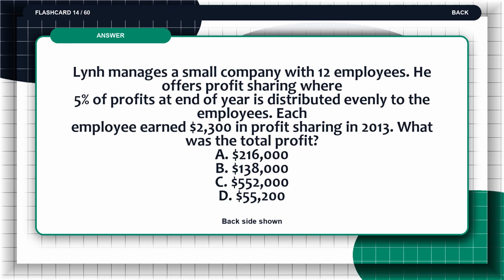The answer is, Lynn manages a small company with 12 employees. He offers profit sharing where 5% of profits at end of year is distributed evenly to the employees. Each employee earned $2,300 in profit sharing in 2013. What was the total profit? A. $216,000. B. $138,000. C. $552,000. D. $55,200.